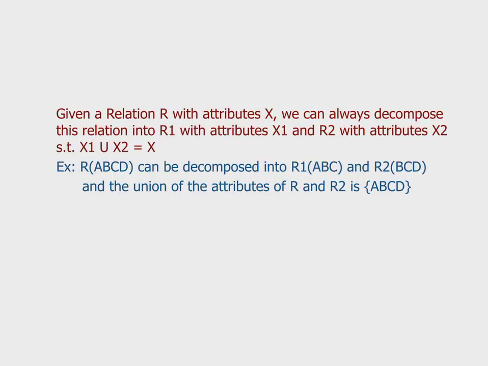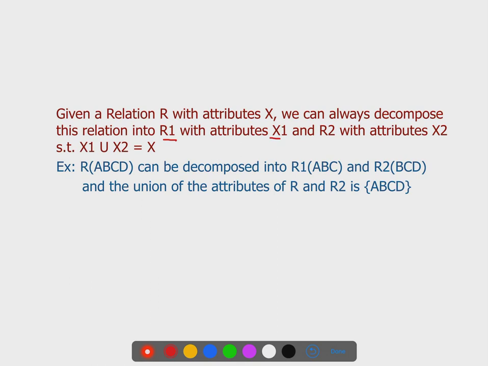In general, given a relation R with attributes X, we can always decompose this relation into two relations such that the first relation R1, let's say, has attributes X1 and R2 has attributes X2. And we need to make sure that the decomposed relations' schemas, when they are combined with the union operator, will always give us the schema of the original relation. So that's the first thing that we need to be very careful about.